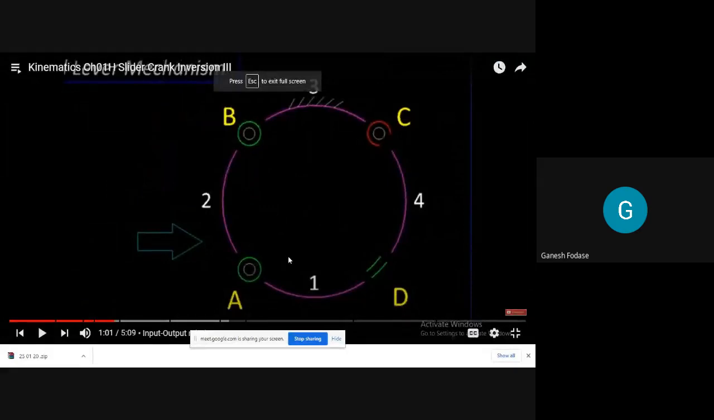Okay, is this YouTube screen visible to you? Yes, sir. Okay. Now see, I told you in these videos, generally our slider kind mechanism is shown in this different way. On what basis? Let's say observe the circle diagram, and how we can say it is a slider kind mechanism. On what basis can we say?